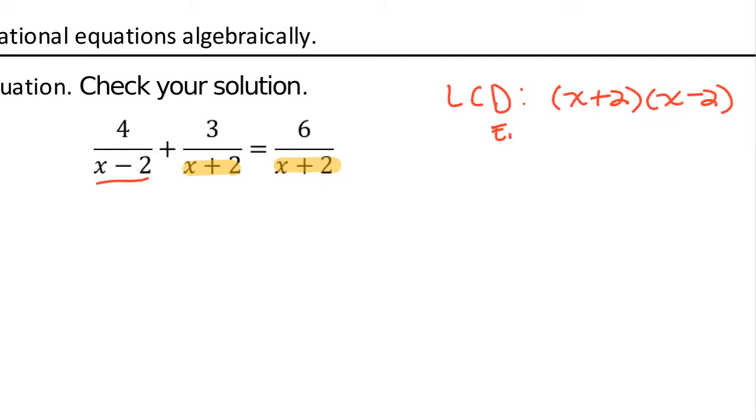Our excluded values is x cannot equal whatever would make these 0. So basically switch the sign. That's positive 2, so excluded value would be negative 2. And then for the second one is a negative 2, so switch the sign to a positive 2.